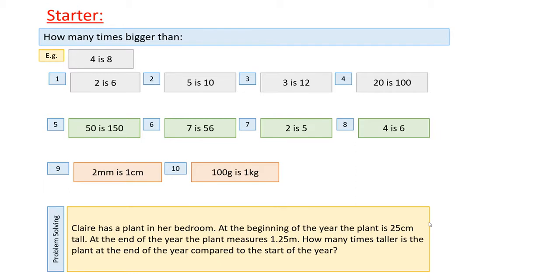We're going to go through this example. How many times bigger is 8 from 4? If we have a look, 4 to 8, we have to multiply by 2. Therefore, 8 is 2 times bigger than 4.